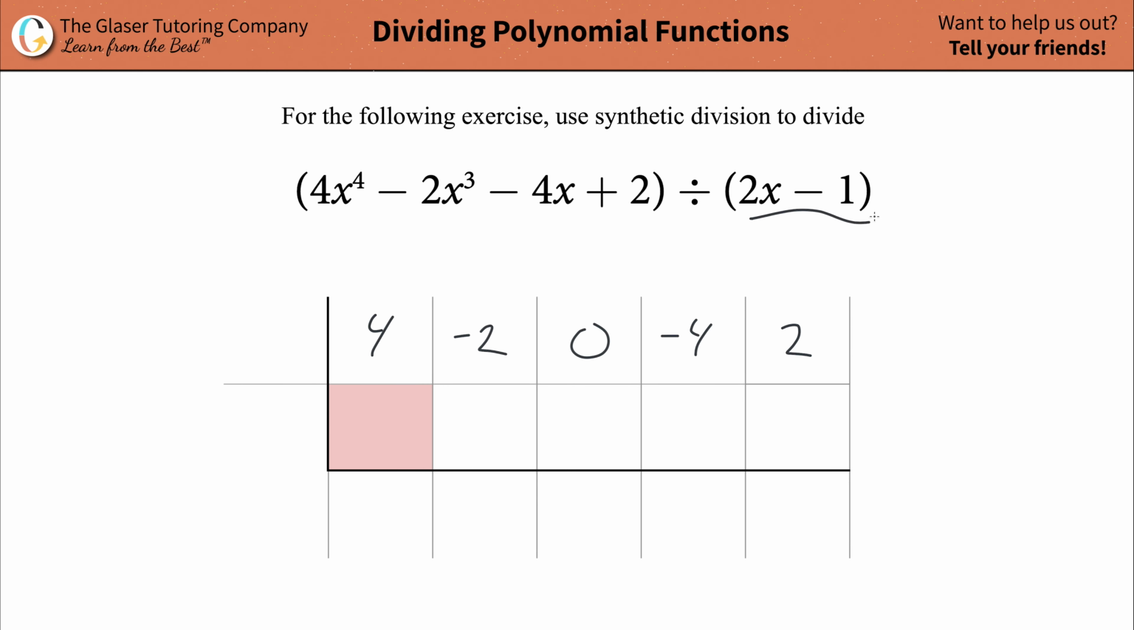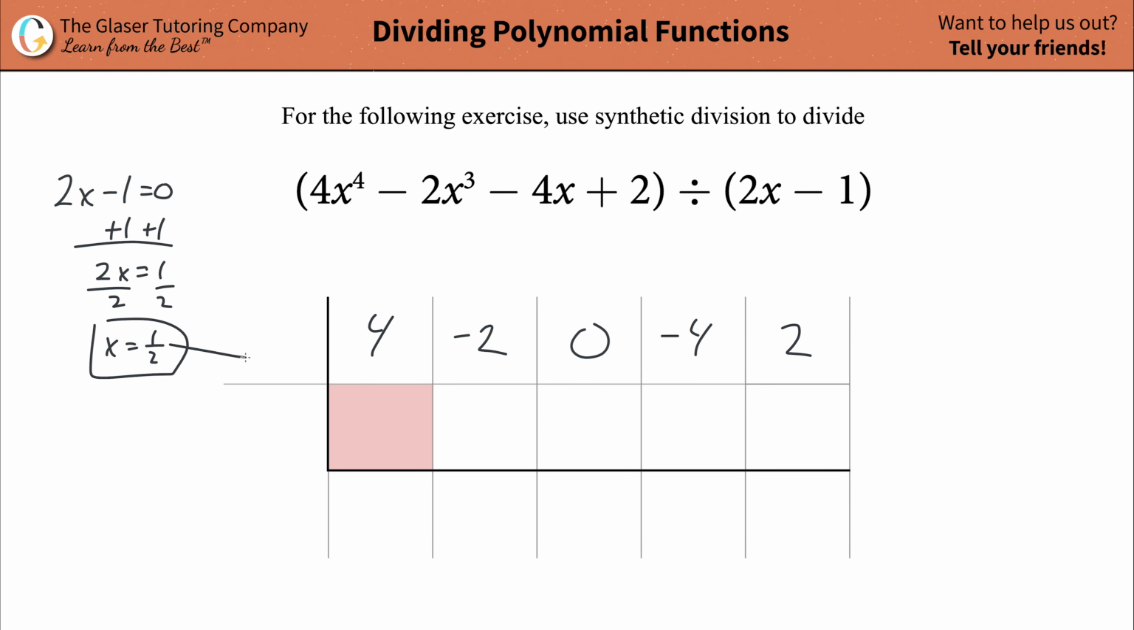Now you're going to turn your attention over to the divisor. Take whatever the divisor is, set it equal to 0, and solve this bad boy for x. The benefit of that is that whatever you get over here is the term you're going to plug into the outside of your table. So we got a positive 1/2. All right. Hopefully I didn't make a mistake while I was talking. Let me just make sure. It looks good to me.